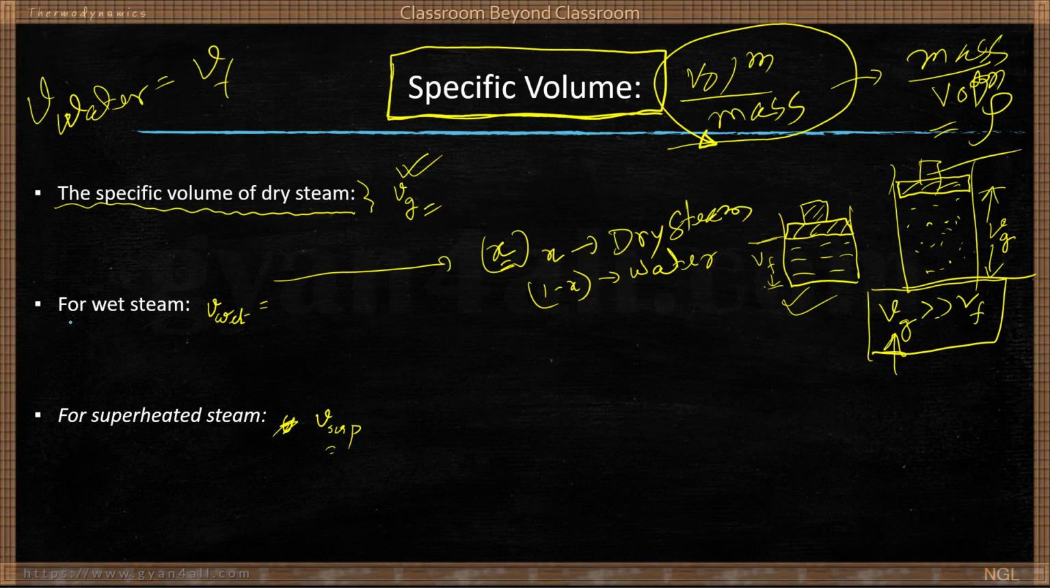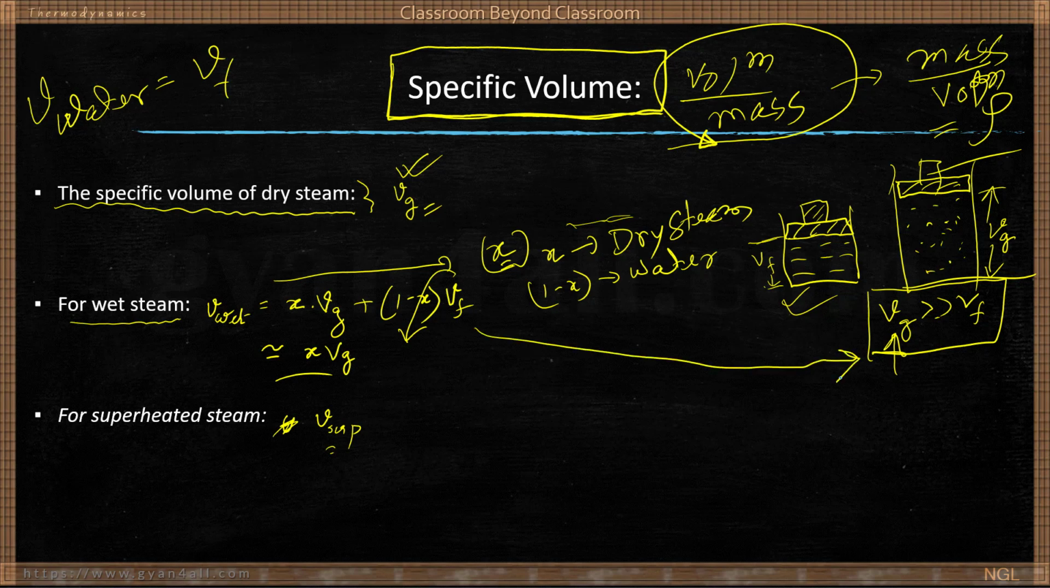Now what will be the specific volume of wet steam? First we consider the dry part. What is the dry part? X. So it is X into Vg. Now the wet part is water, that will be 1 minus X, and this is Vf. Generally we consider it approximately equal to XVg, because we can neglect this quantity. That is why I have written Vg is much greater than Vf.